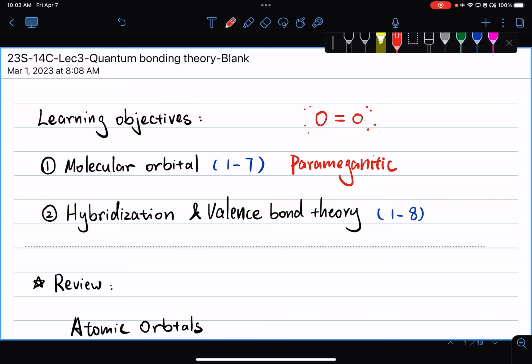With that in hand, today we'll be talking about two quantum mechanical bonding theories. This should serve as a review of your 14A classes, but it's been a while, so we want to make sure we're all on the same page. The first part is molecular orbital theory, which is chapter 1-7 in your textbook. Then we'll talk about valence bond theory, including hybridization, which is 1-8 in your textbook. All right, so let's get started.